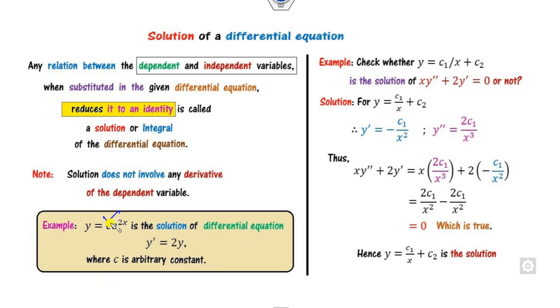Similarly, you can easily check whether this is a solution or not. You can take the first derivative, it will be my 2c e raised to power 2x. This is my LHS, and I can write this in the form of 2y, which is satisfied.